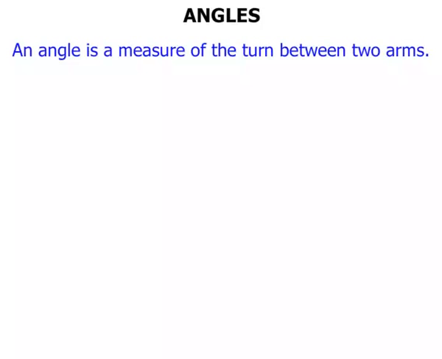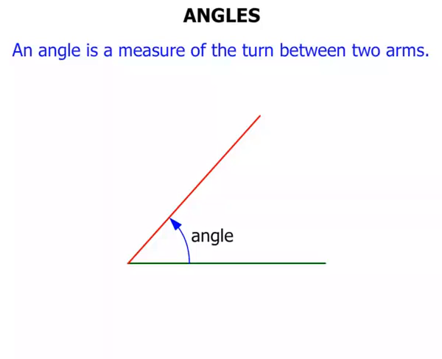In this lesson, we do some work on angles. An angle is a measure of the turn between two arms. So let's consider two arms there, a red one and a green one. Let's put the red one on top of that green one and start turning it. Now, the amount of turn there is known as the angle.